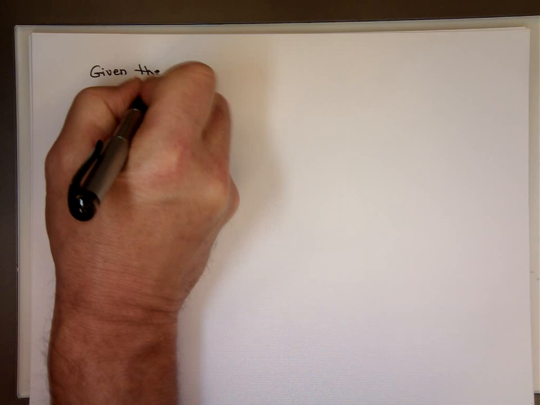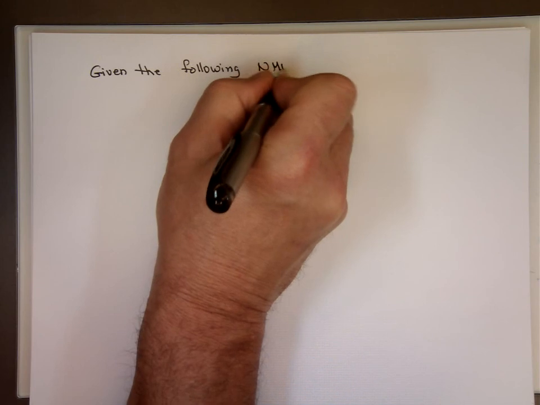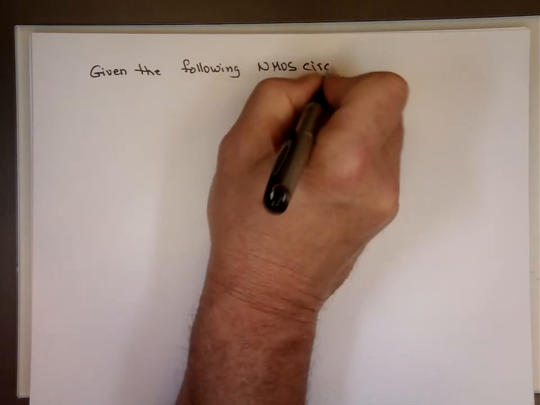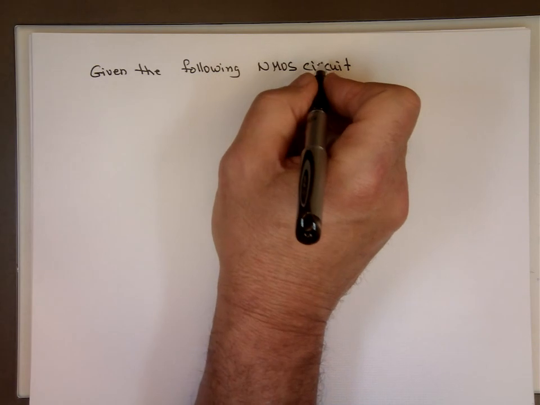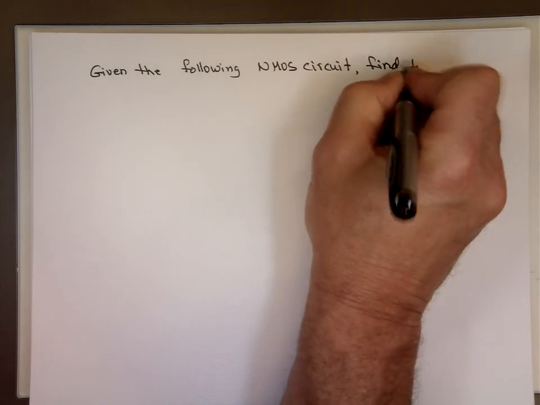Oh, there's an example. I'm trying just to find an example here to do. I want a big example. I don't want a baby one. So I found one. Here's this one. Given this NMOS circuit, find I sub D and VDS.